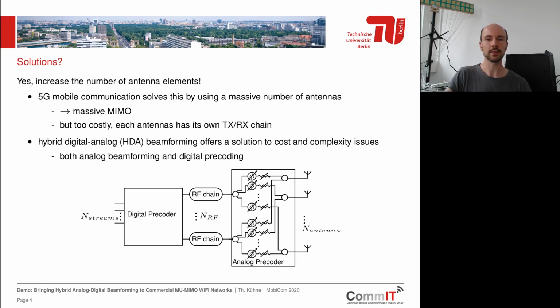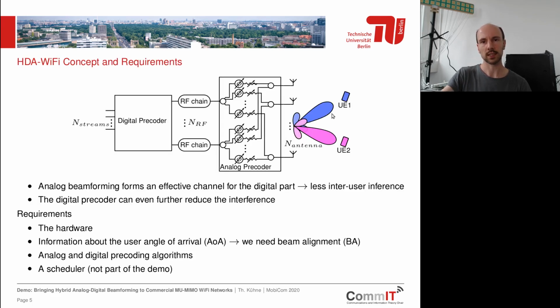What it basically does is it has an analog precoder and a digital precoder. The analog precoder reduces the number of antennas to a lower number of RF chains. So the concept is that the analog precoder forms beams towards users in their directions, and with this already decreases the interference. A digital precoder can then cope with the rest of the interference and can actually achieve a very high multi-user MIMO gain, which would be close to the number of RF chains.